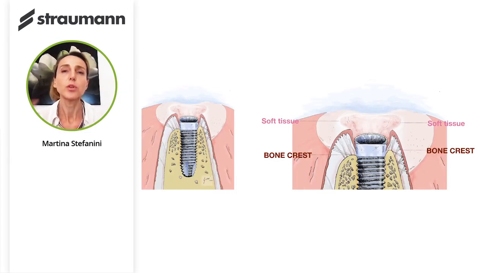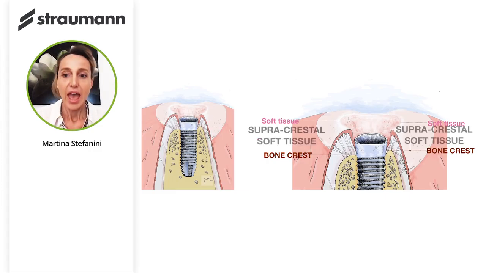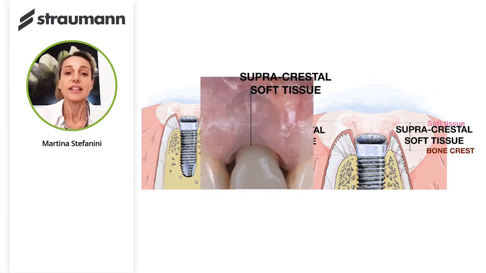So first of all, I would like to come back a little bit with you to some anatomy, some basic concepts. We define the supracrestal soft tissues as the tissues that can be measured from the mucosal margin to the bone crest. These are the supracrestal soft tissues, which are not attached to the implant supported reconstruction.